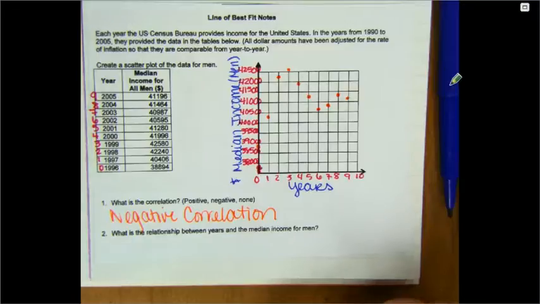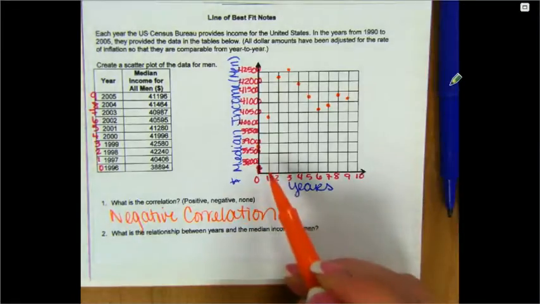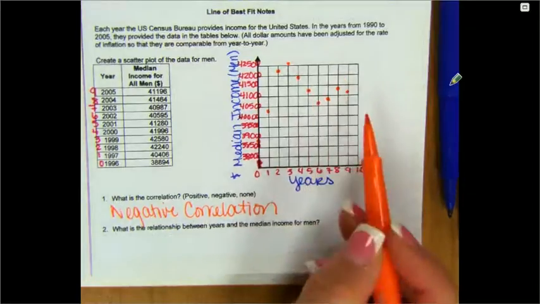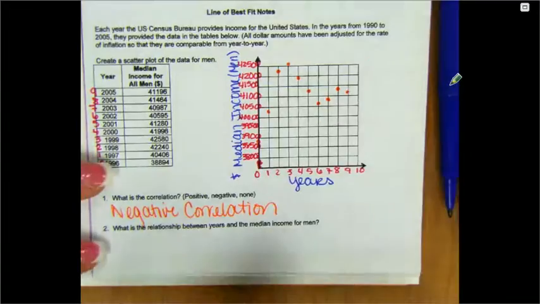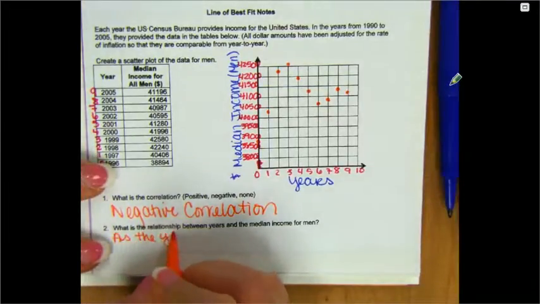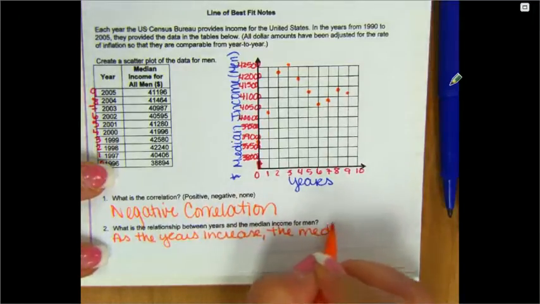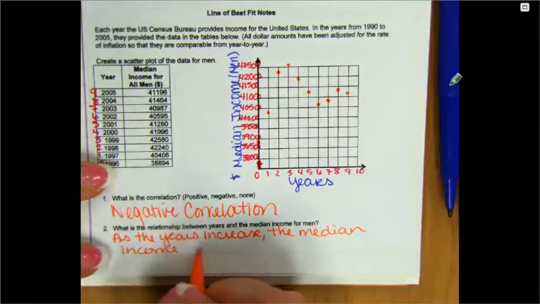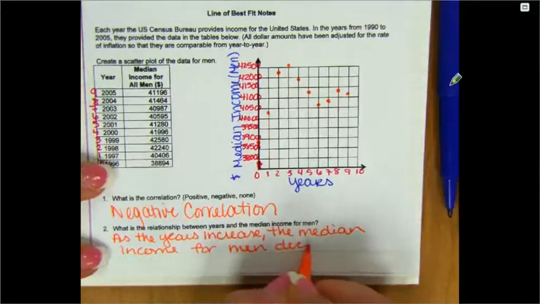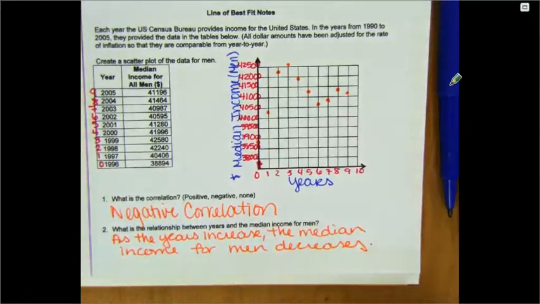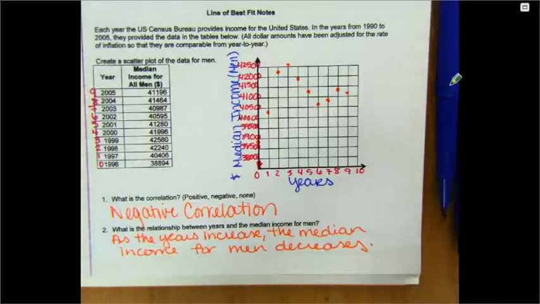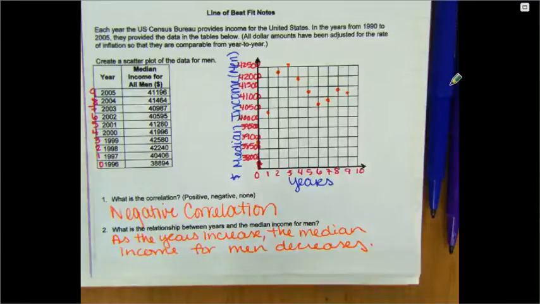What is the relationship between years and the median income for men? So what did I just say? As the years increase, the money decreases. Okay, so say that in a sentence.